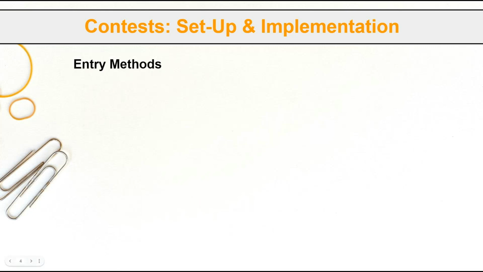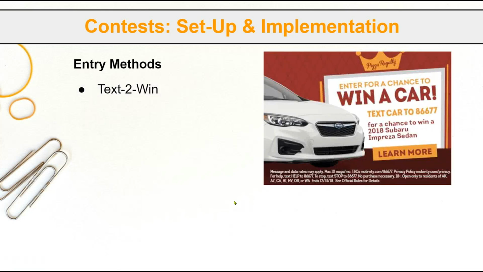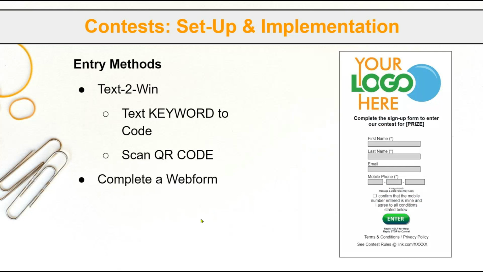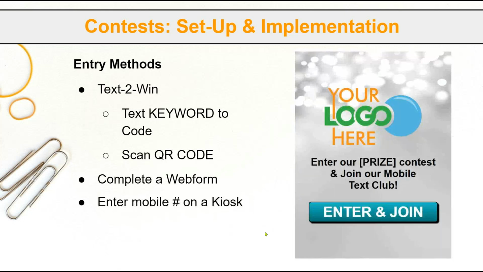The triad of campaign entry are still the most favored. Top of that list, text to win. Consumers encounter signage, a print ad, or an online post that contains a call to action, instructing them to text a keyword to a messaging code. They can also scan a QR code to enter the contest. Then, tried and true web forms. Consumers visit a website to complete a form, or they click a link to open a page containing the web form and complete it in order to enter the contest. And of course, the kiosk. Contacts enter their mobile number onto a kiosk in order to join.